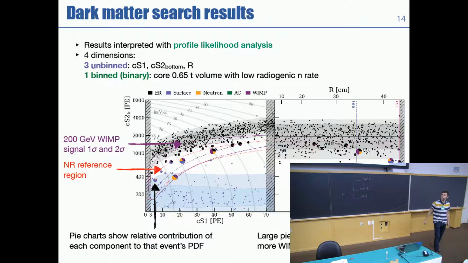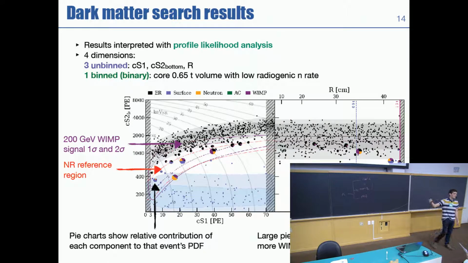Okay, so now I'll show our search result data. So here is the light and charge space, S1, S2. Every point here is an event that we saw in our year-long data run. And every point here is a pie chart.